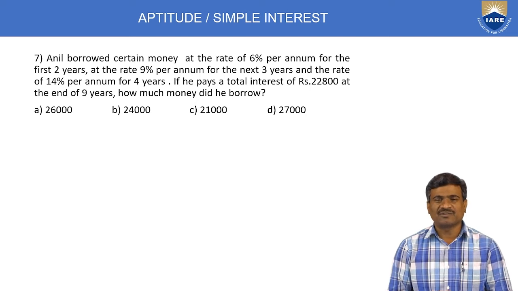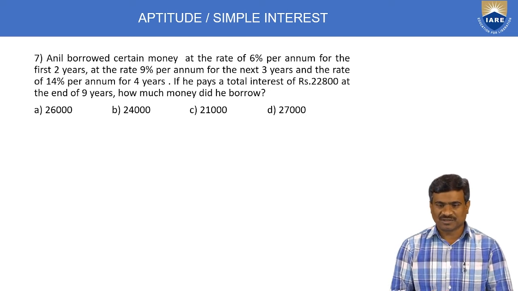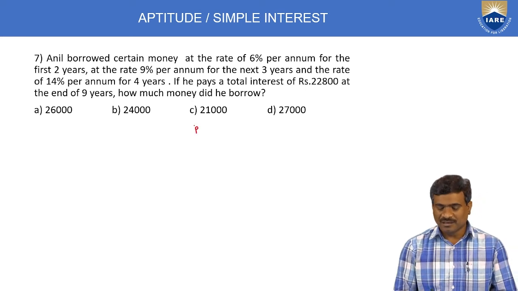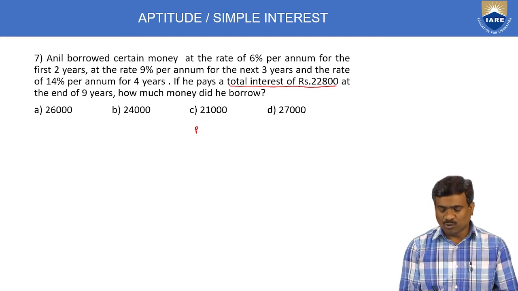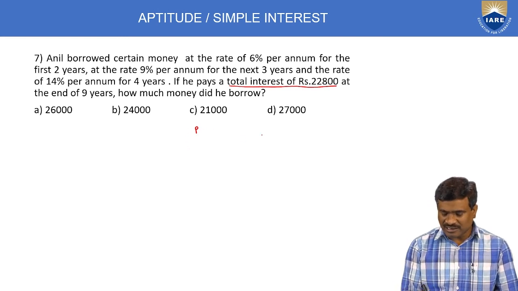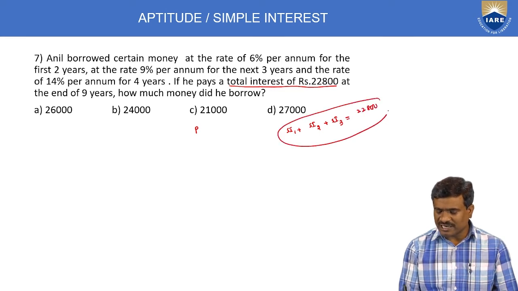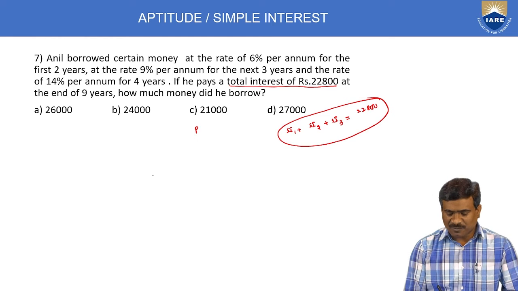Like calculate investment, meaning principal amount. Let the principal amount be P. In the last statement, total interest is given. Total interest means SI1 plus SI2 plus SI3 is equal to 22,800. The statement gives SI1: principal amount is equal to P.